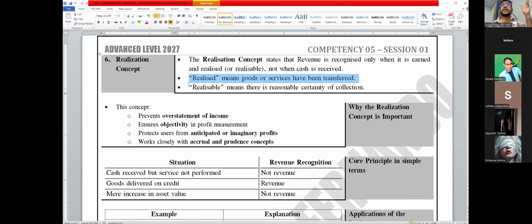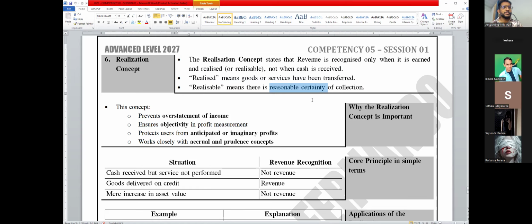Realizable means there is a reasonable certainty of collection. You can collect it. You have the right to collect it. See, two different meanings: realized and realizable.